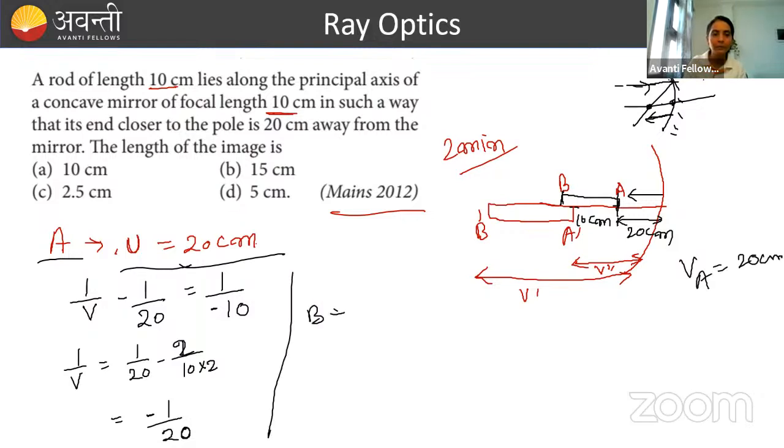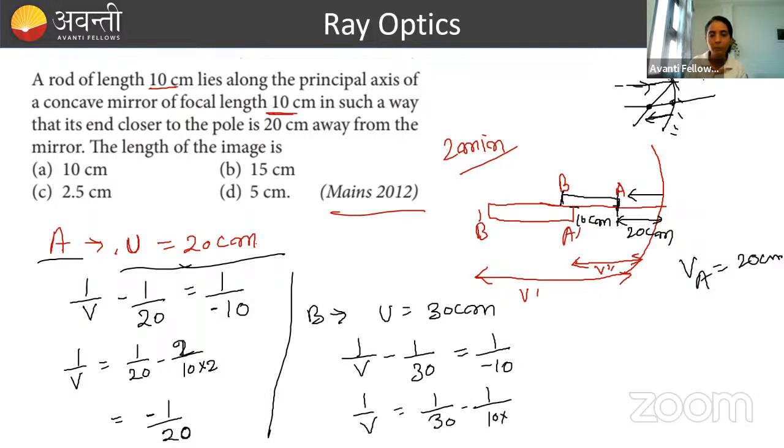Now let's do the same thing for B. B के लिए object distance is how much? 30 centimeter. So again, we will do the same thing. 1 by V plus 1 by U equal to 1 by F. So 1 by V is equal to 1 by 30 minus 1 by 10.